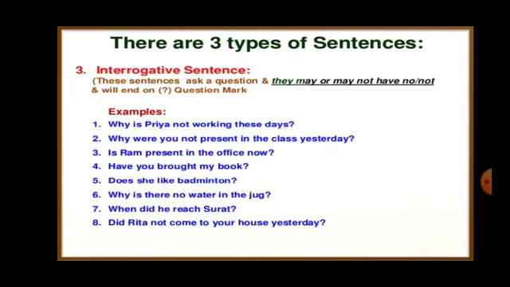Is Ram present in the office now? Have you brought my book? Does she like badminton? Why is there no water in the jug? When did he reach Surat? Did Rita not come to your house yesterday?